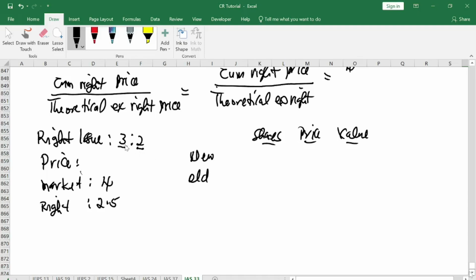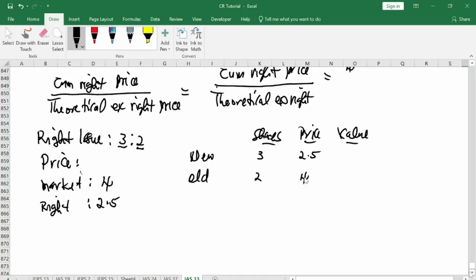If so, then 3 is the new share that they are issuing, and 2 is the old share. Now the new share price is what? They said they will sell it at 250 pesos. And then 4 is the old price that they were selling before the rights issue.